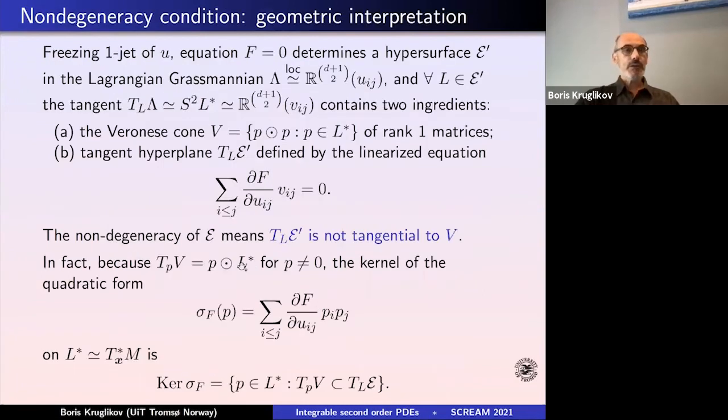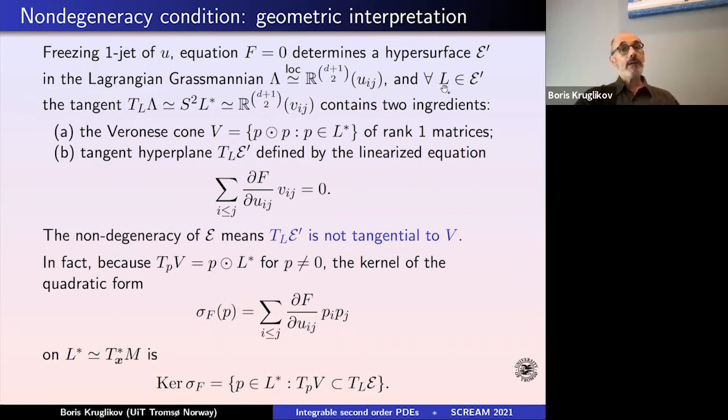So let me give an interpretation to the non-degeneracy condition above. I'm talking now about a second order operator F. If I freeze one jet of u, then F depends only on second jets now, on second derivatives. And so this relation between second derivatives determines a hypersurface, which I denote ε'. ε is the original equation. ε' is for this trick with freezing. It is a hypersurface in the Lagrangian Grassmannian. The Lagrangian Grassmannian locally, of course, has an affine chart where coordinates are symmetric matrices. And we can identify this with the Hessian matrix of u, u_ij. That's precisely the second derivatives, okay?